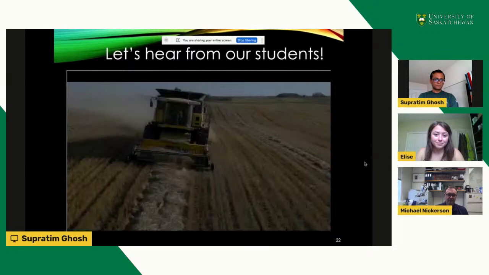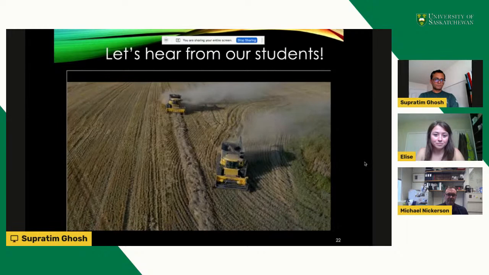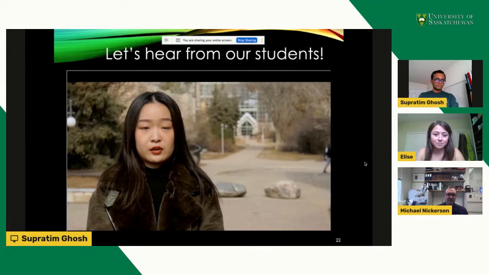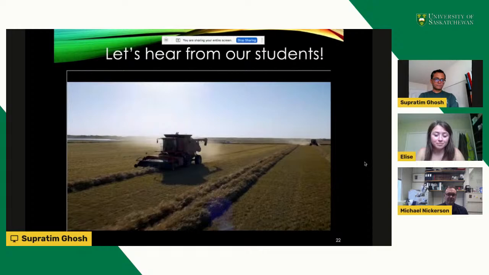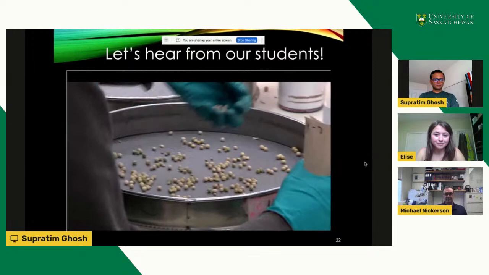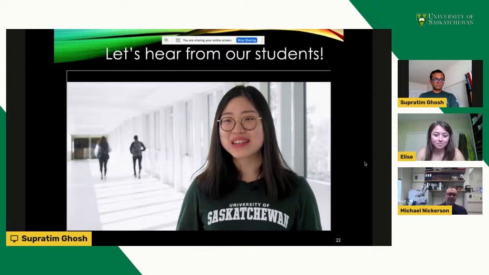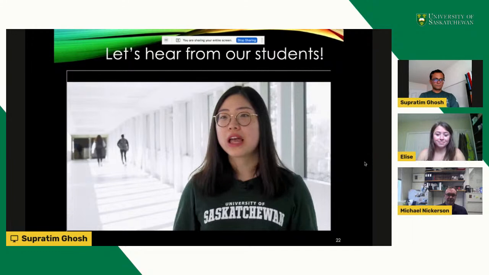Saskatchewan is the center of Canada's agriculture. We get a lot of opportunities to work with other experts in other fields, such as plant science, soil science, environmental science. Saskatchewan, as it's known, is the breadbasket of Canada. So we produce a lot of lentils, peas, wheat, barley, oats, other grains. So as a food and bioproduct science student, I feel blessed that I can use my knowledge to transfer from farm to fork.